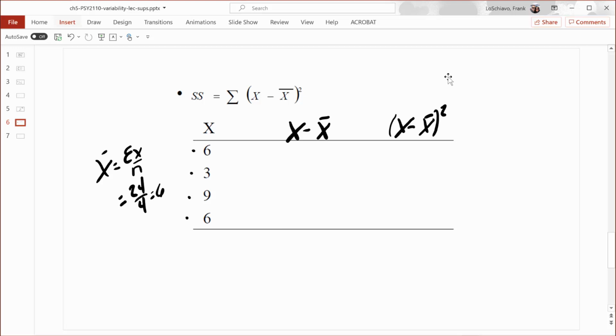Let's go ahead and subtract 6 from every single value. 6 minus 6 equals 0. 3 minus 6 equals negative 3. 9 minus 6 equals 3. 6 minus 6 equals 0.